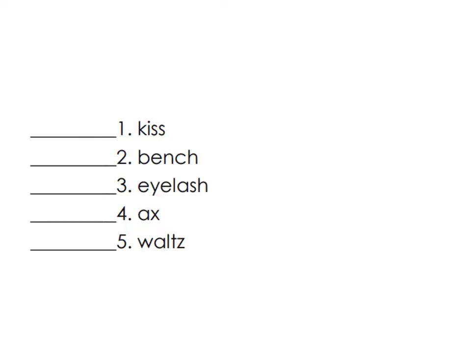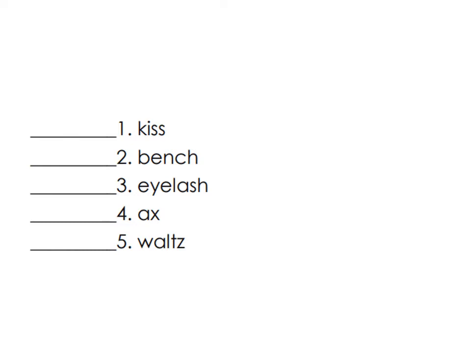Okay, so now let's check your knowledge about this one. You just have to write the plural form of each noun. So number 1, I just have to write the correct answer in your notebook. Number 1 is kiss. What would be the plural form? Number 2, bench. Number 3, eyelash. Number 4, axe. Number 5, waltz. Okay? So if you're not yet done or you're still thinking, just click the pause button. And if you're done, just click the play button.